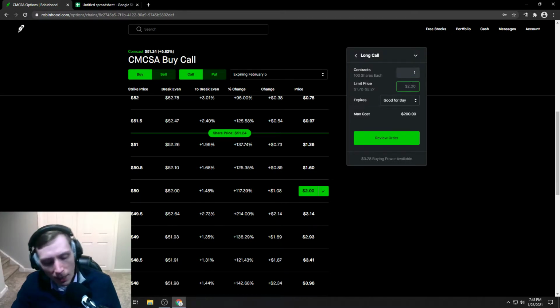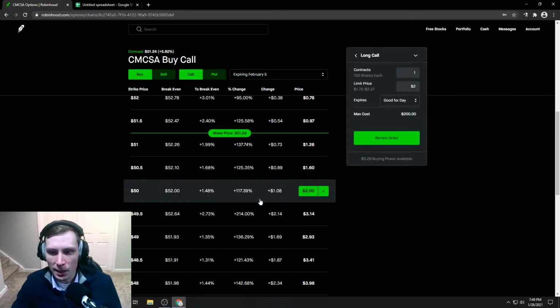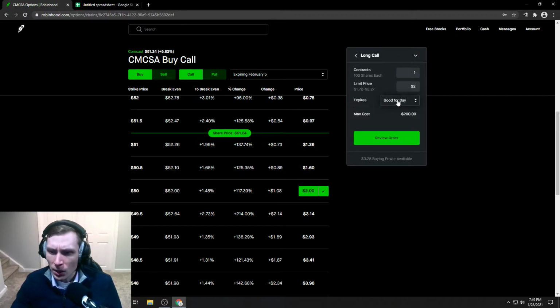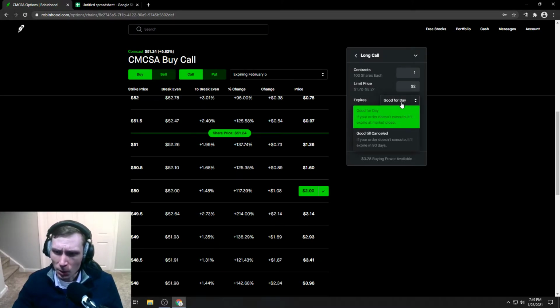So it's set to $2. I'm going to type it in because you can technically put different numbers in here because you're bidding for this contract. But if you want to get it right away, you'll want to put the number that they give you for the price over here on the right. So expires, this is not talking about the contract expiring, this is your order expiring, just like if you put in a limit order. So it's kind of a good idea to keep it on good for the day.